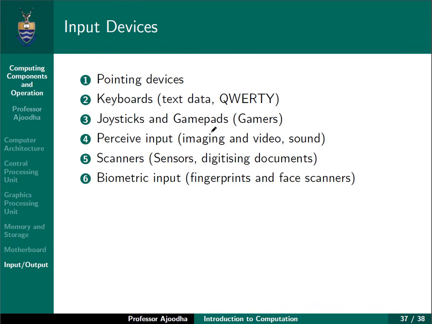So we can also perceive input. I'm sure you noticed that your phone can also record information, and that can be put in as input. So for example, sound that you hear, or your camera can take detailed videos. They can serve as input inside of the computer as well, which can be processed.